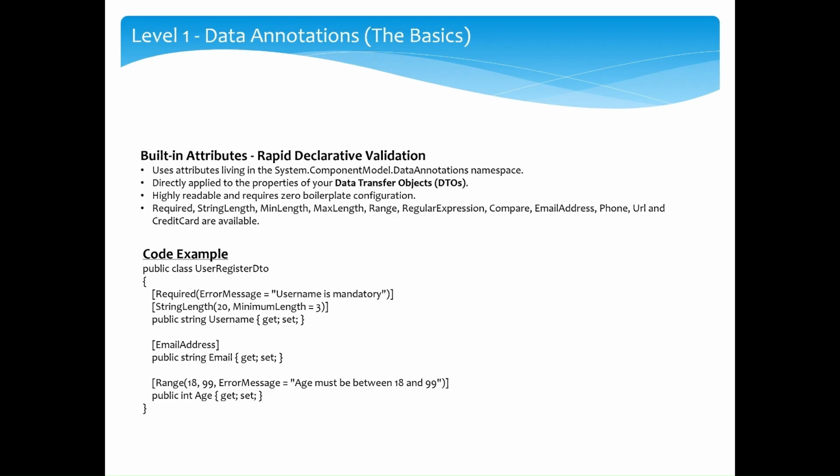Let's take a look at this model code snippet. We have a UserRegisterDto class. By adding the Required attribute to the Username property, we ensure the framework rejects null or empty strings. Below that, we combine it with StringLength, so usernames are between 3 and 20 characters long. For email, the built-in EmailAddress attribute validates standard formatting requirements. Lastly, we use a Range attribute on age to restrict registrations to individuals between 18 and 99 years old. Clean, descriptive, and very easy to read.